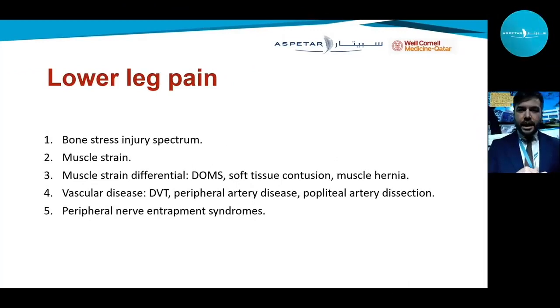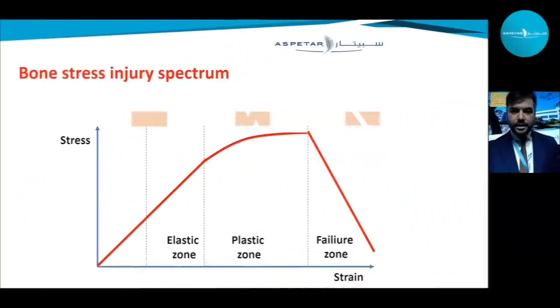I will include a comprehensive review of the anatomy, physiopathology, clinical findings, differential diagnosis, and imaging features of the lesions affecting the athlete with lower leg pain.